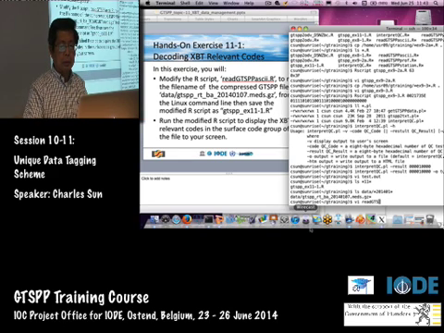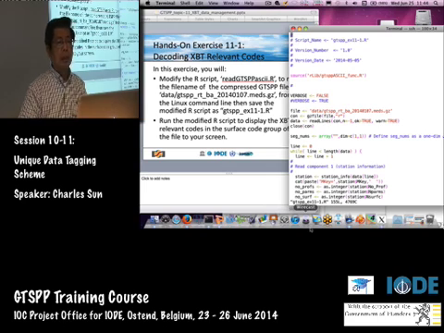So let's take a quick look at how the program looks. No, not this one. Okay, it's called GTSPP. The exercise is from a previous file called read GTSPP ASCII, and I was able to modify the program to read a compressed file, which ends with .gz. Okay, and I will tell you what the R code is to read a compressed file.